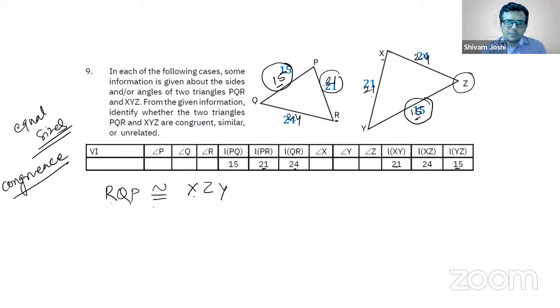Now, the theorem that we used over here is side, side, side, because we showed that one pair of sides, second pair of sides, and the third pair of sides are equal. So this is also known as the SSS theorem for congruence.